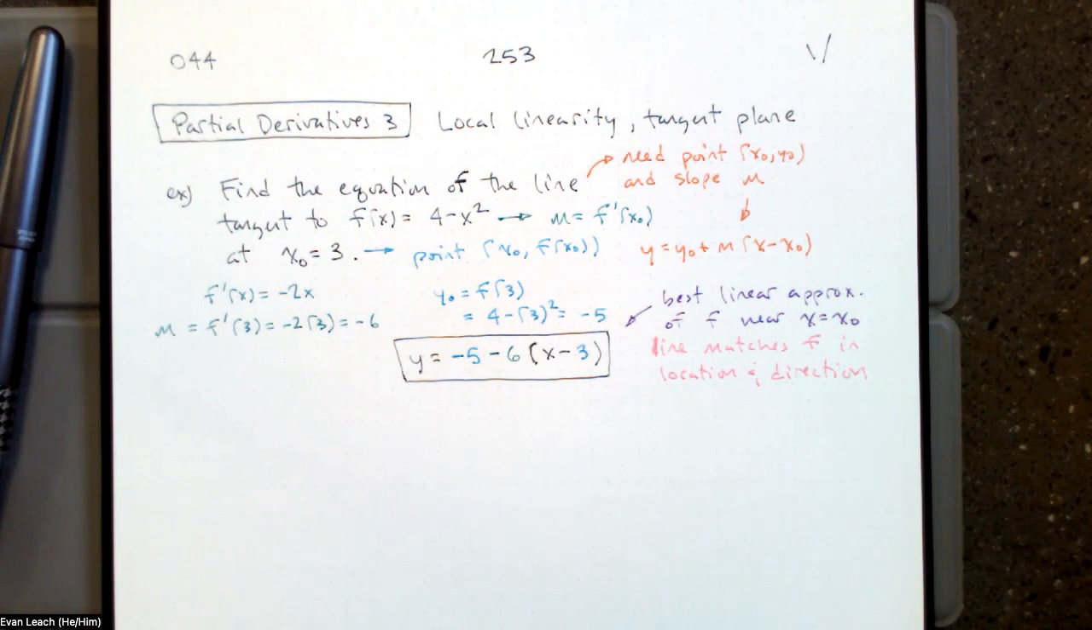This is the thinking behind tangent line. We're making a best linear approximation. We have to recognize that this is best by thinking a line has only two things, a location and a direction. So we grab the location and the direction of the function and use that to construct the line.